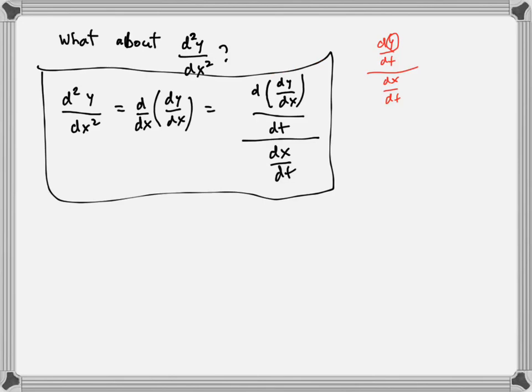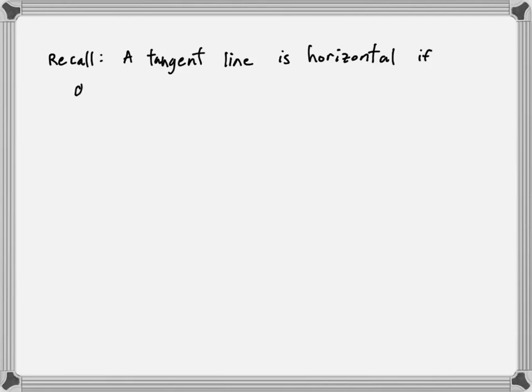Now, what are we going to do with this information? I want us to recall some facts about tangent lines and things like that. So let's recall some stuff. A tangent line is horizontal if dy/dx is equal to 0. This is all stuff we learned in Calc 1, okay?